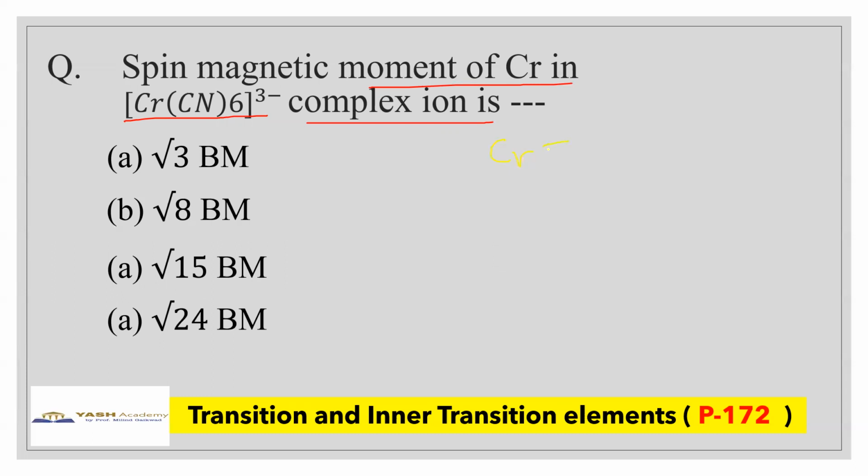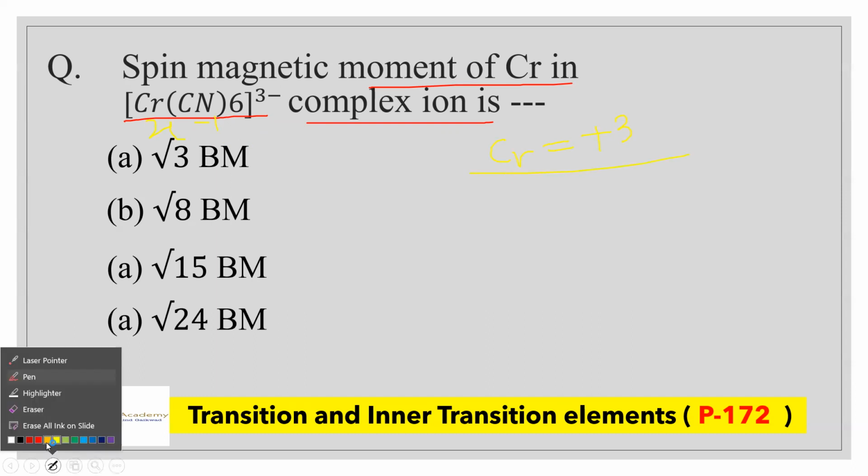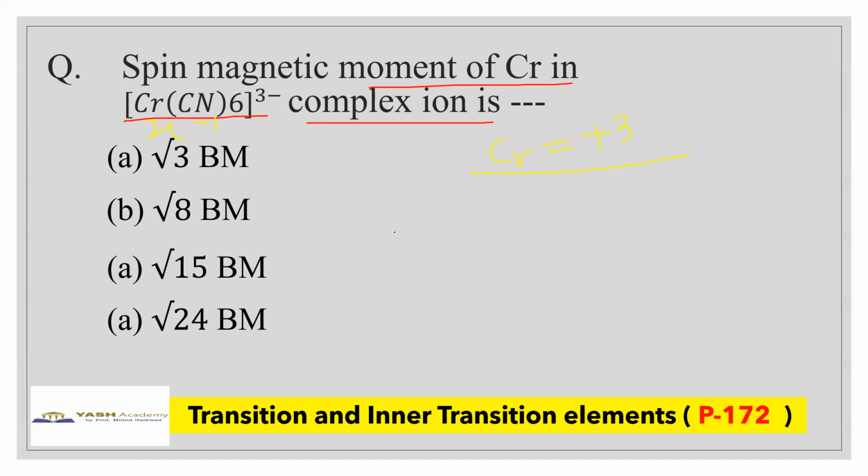The oxidation state is +3, because CN is -1 and there are 6 of them, so -6. So x - 6 is equal to -3, so x is equal to +3. So +3 is the oxidation state of chromium.